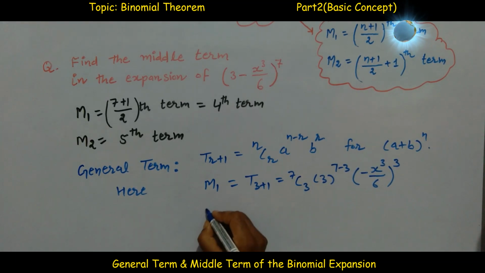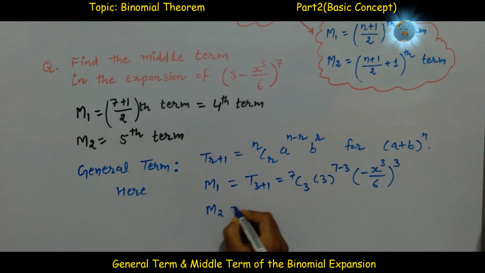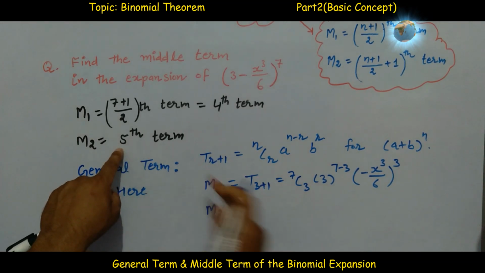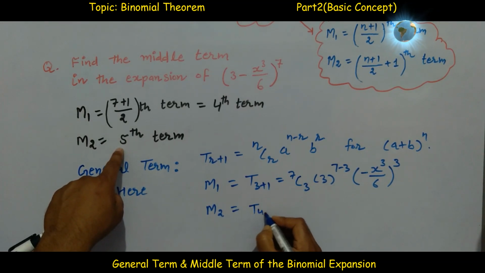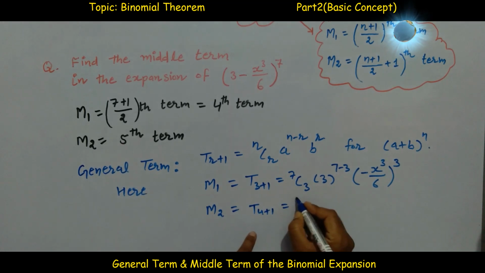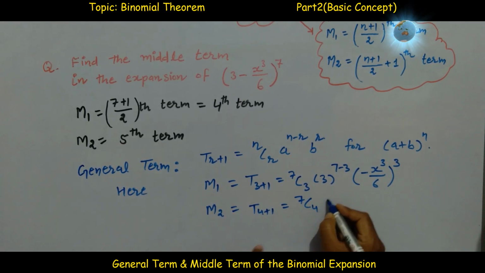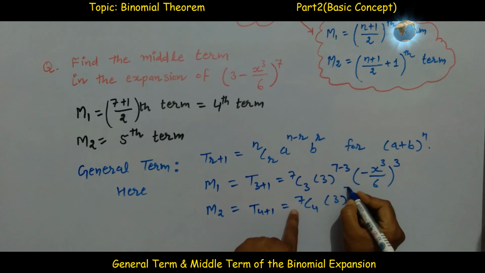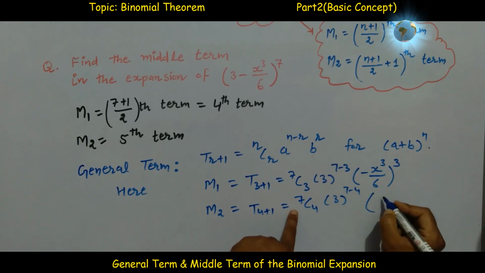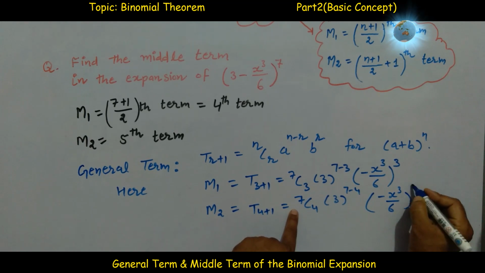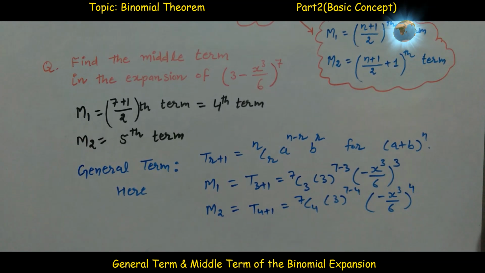Now what is the second middle term? The second middle term means the fifth term. That is, we write here 4 plus 1 is the fifth term. So 7C4, again 3 raised to power 7 minus 4 into (-x^3/6) whole raised to power 4. So this is the second middle term.